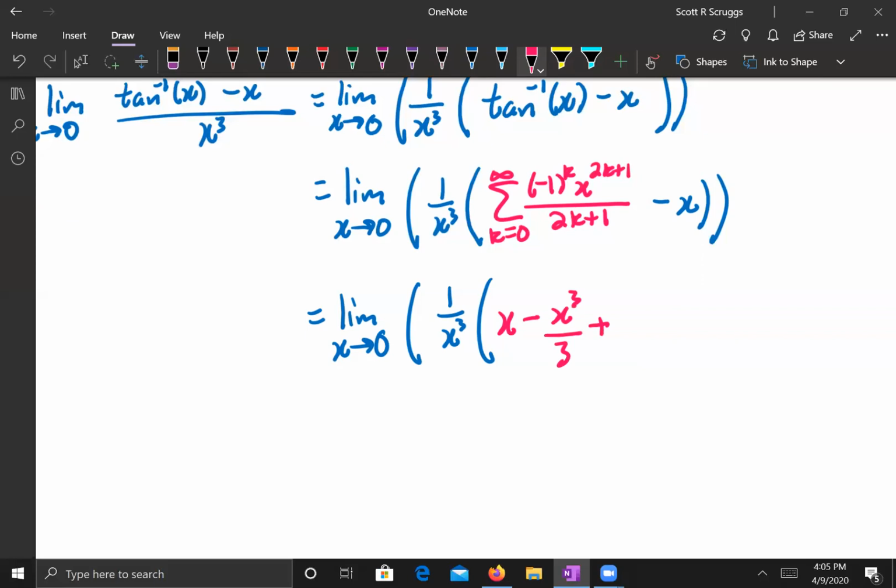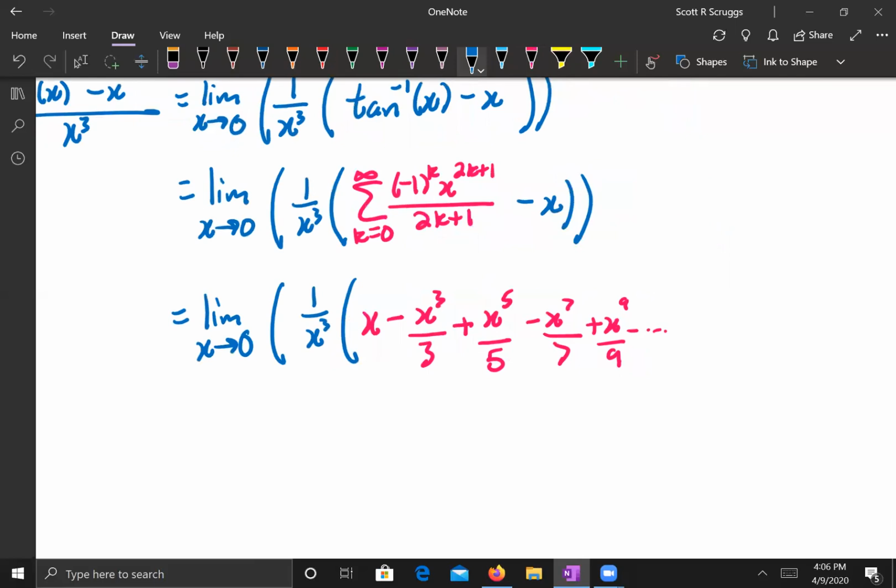Plug in 2, get 5 in the denominator. I'm going to get a positive sign, and I'm going to get 5 in the exponent. So x to the fifth over 5 plus, or minus, and that's where the pattern is going to be. Plug in 3, I'll get 7 in the denominator, a minus sign, and 7 in the exponent, and the pattern keeps on going. Dot, dot, dot. And then I still have that minus x from before.